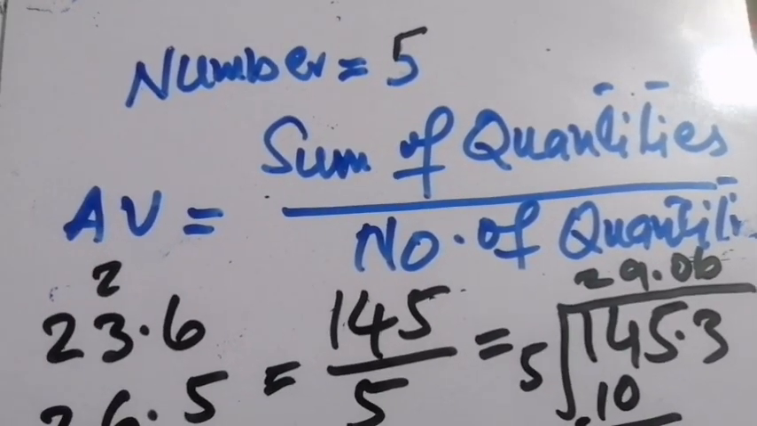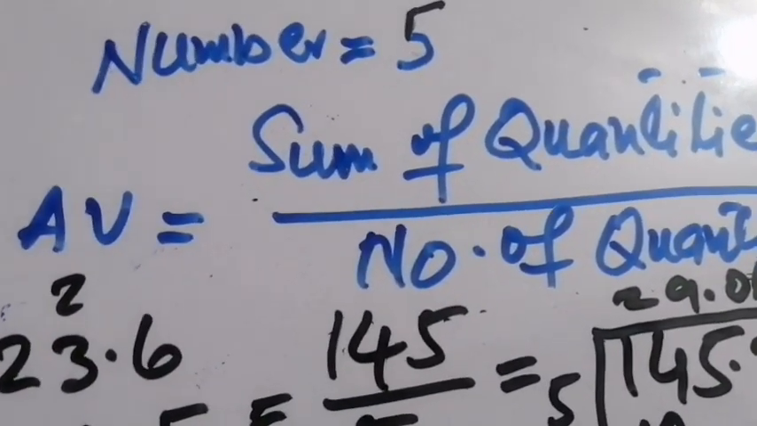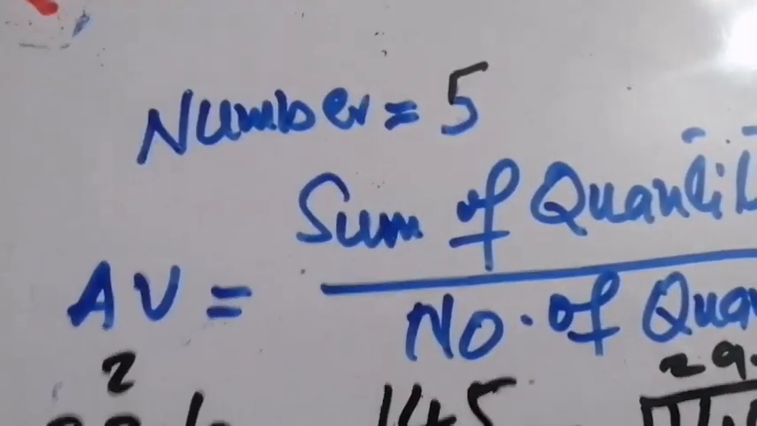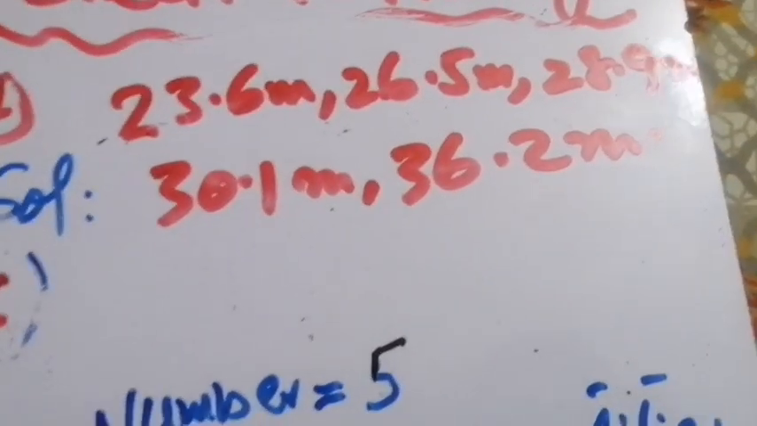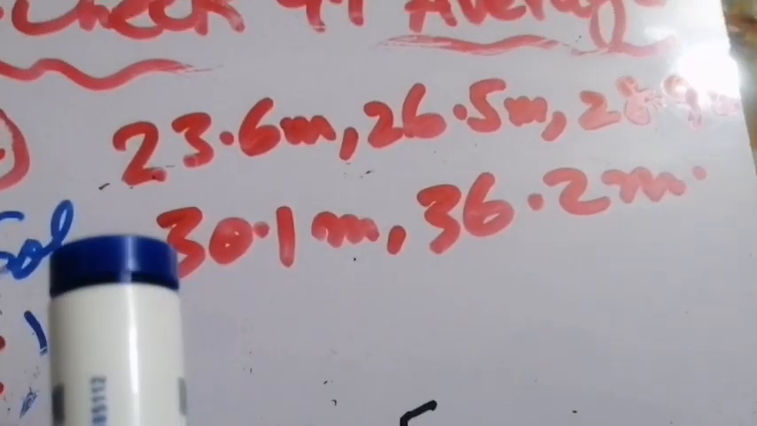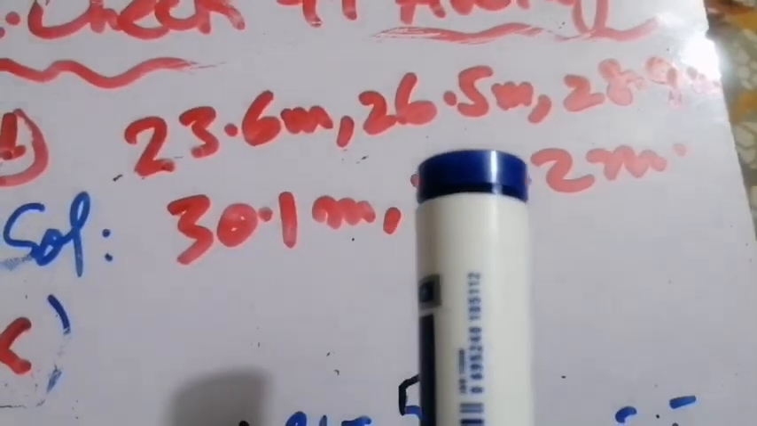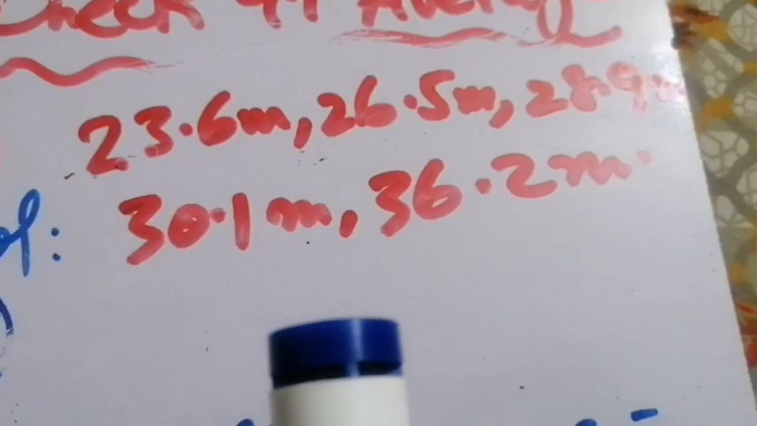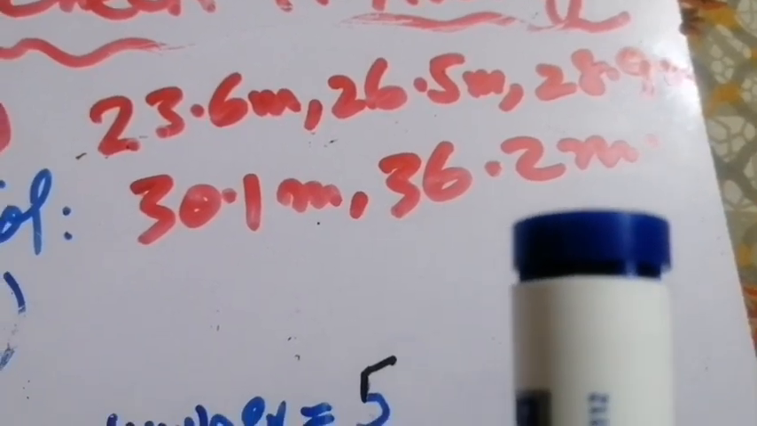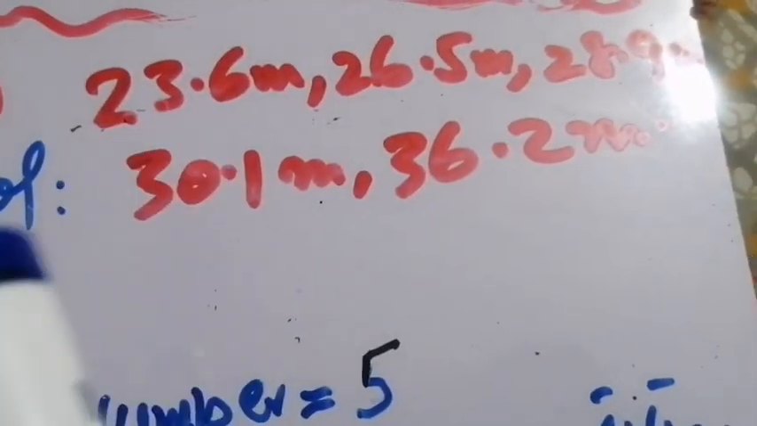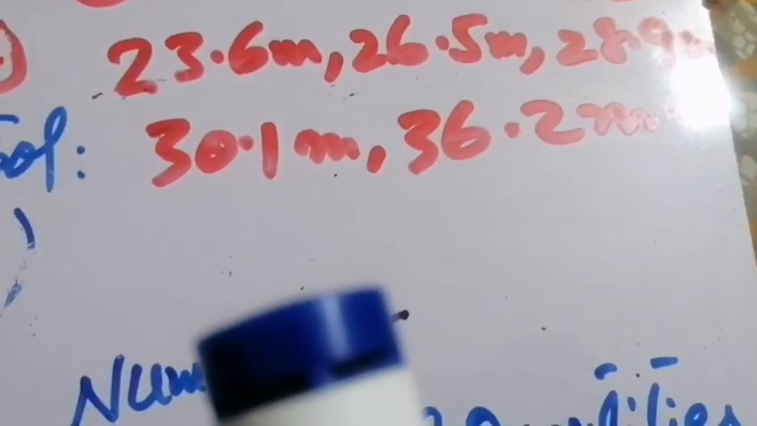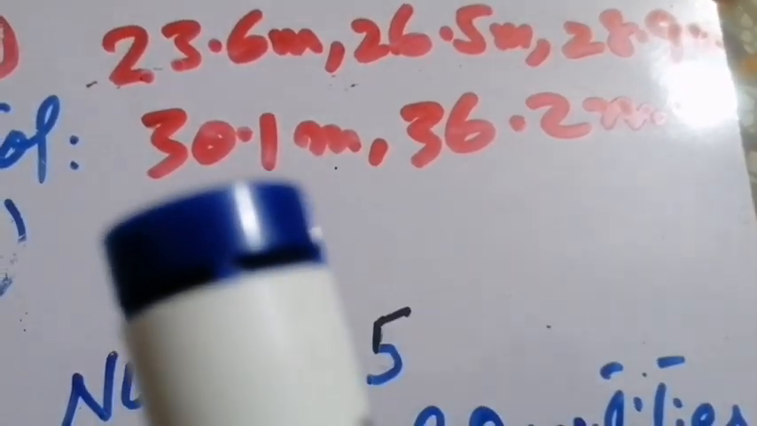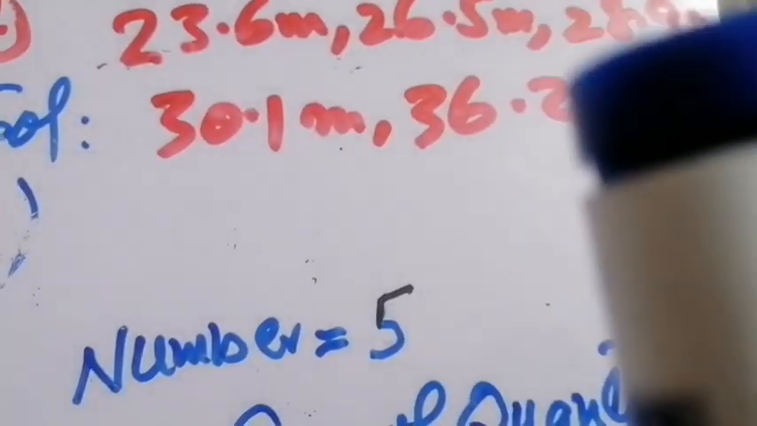Okay, now we will calculate the next problem, question number 1, part C. It says that we have to find the average of 23.6 meter, 26.5 meter, 28.9 meter, 30.1 meter, and 36.2 meter. So we have to add up and find the average value. We will add all these quantities, and how many quantities are these? 1, 2, 3, 4, and 5.